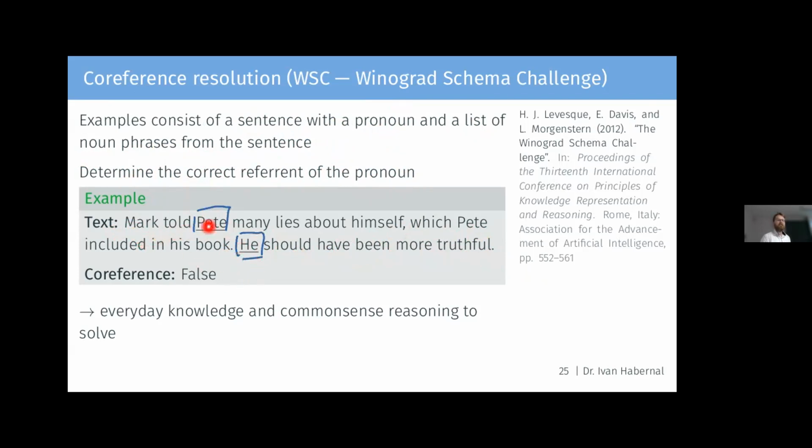So again, Mark told Pete many lies about himself, which Pete included in his book. He should have been more truthful. And I'm wondering, wait a second. Should be true, right? I mean, he is Pete, isn't it? It's Mark. Mark told Pete, truthful. Yeah, truthful, okay, yes.